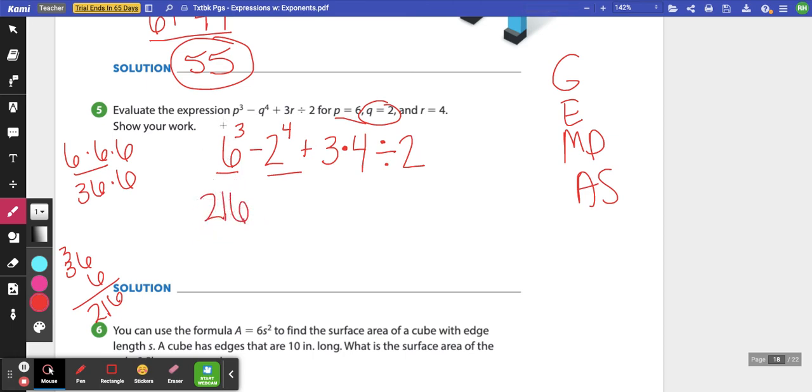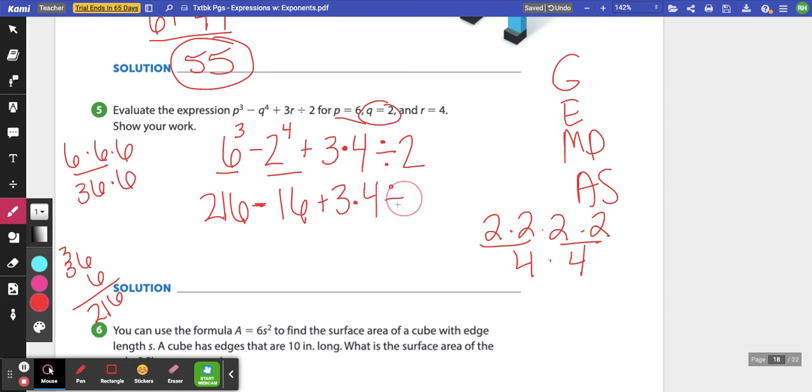All right, so this exponent is 216. I'm going to bring down my subtraction. Then we've got 2 to the power of 4. 4 times 4. Everything else I'm bringing down exactly like it is. Do I have grouping? No. Exponents? No. So now I'm to multiply, divide from left to right.